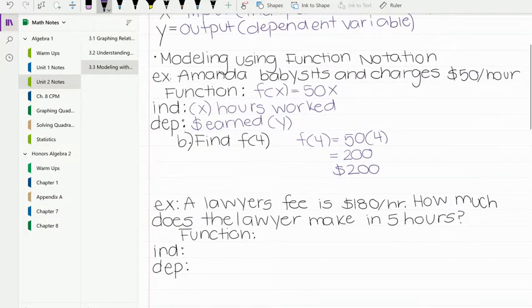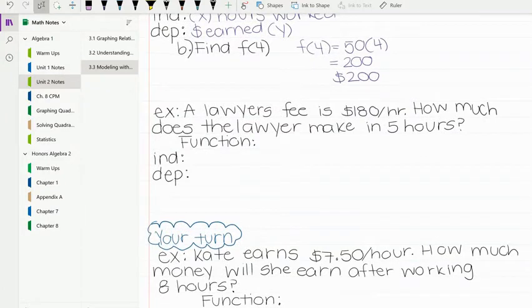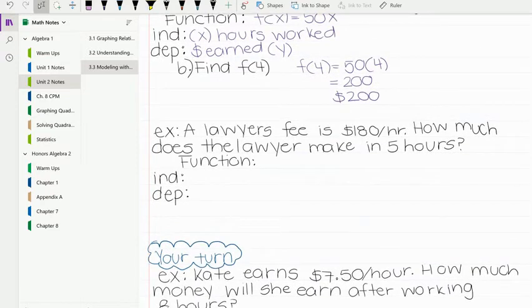Okay, looking at the next problem, we have a lawyer's fee is $180 per hour. How much does the lawyer make in 5 hours? You can see we're asking for the function again. If it's easiest to come up with the equation first, you could do that. Our equation would just be y equals 180x. So our function is going to be f of x equals 180 times x. Thinking about what the independent and dependent variable represent, we know independent is x and dependent is y, or f of x.